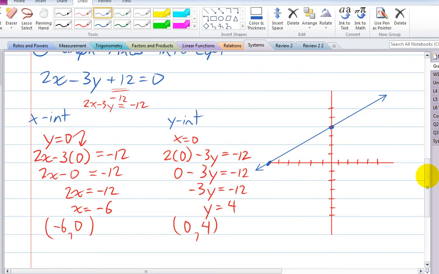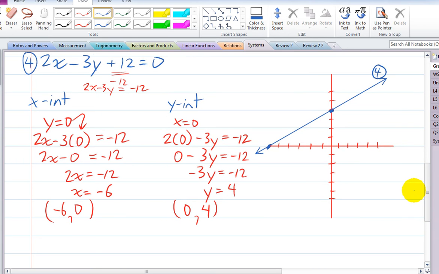Okay, so your line should look something like that. This is number 4, so we'll label it number 4. Any questions? Let's do one more.